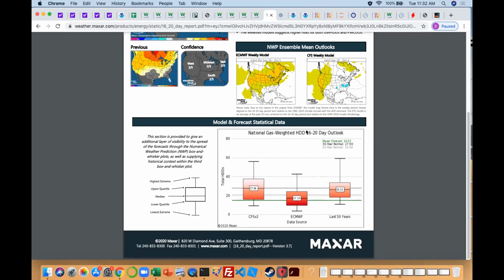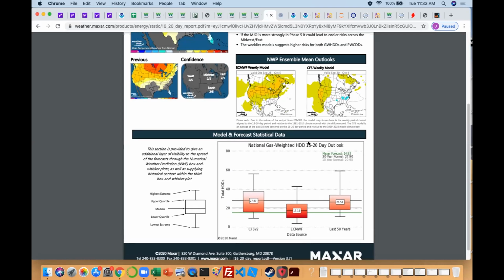So, winter's around the corner, because they've already made the move. It seems like there's going to be more HDDs than CDDs for this forecast period. Well, Maxar is forecasting, if you believe their forecast, they're a lot lower. Yeah, they are lower.